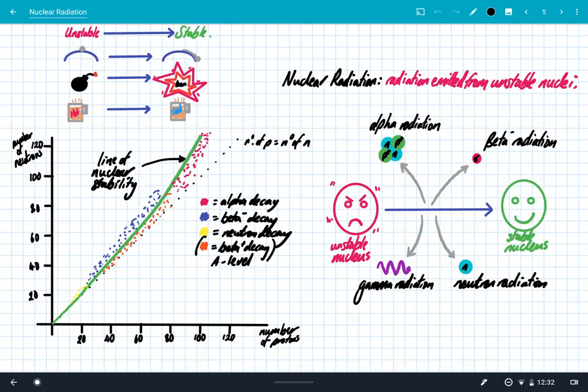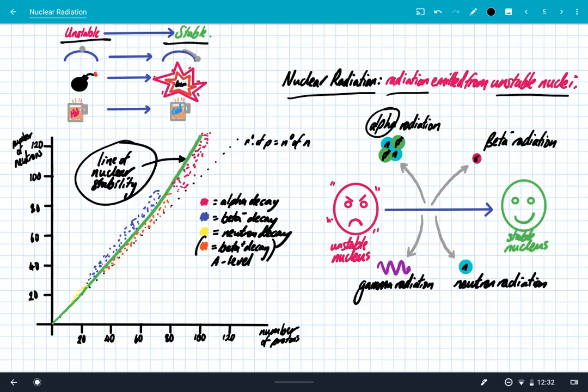So to summarize everything, the universe goes from unstable to stable. And where every single nucleus wants to be is on this line of nuclear stability. The way they do that is through emitting nuclear radiation. If they are not on that line, if they're below it or above that green line, they want to get onto that green line, they want to become stable. So they emit nuclear radiation, which is radiation emitted from unstable nuclei. And the 4 types are alpha, beta, gamma, and neutron decay. And that enables these unstable nuclei to become stable.